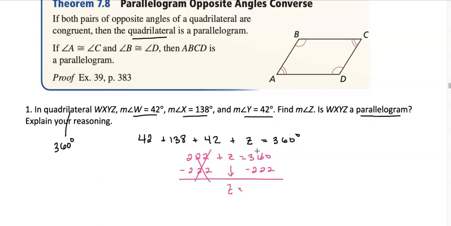And when we subtract here, we see we got 138 degrees. So angle Z is 138 degrees, angle X is 138 degrees. We also said angle W is 42 degrees, and angle Y is 42 degrees as well. So the opposite angles are in fact congruent, the same, therefore this is a parallelogram.